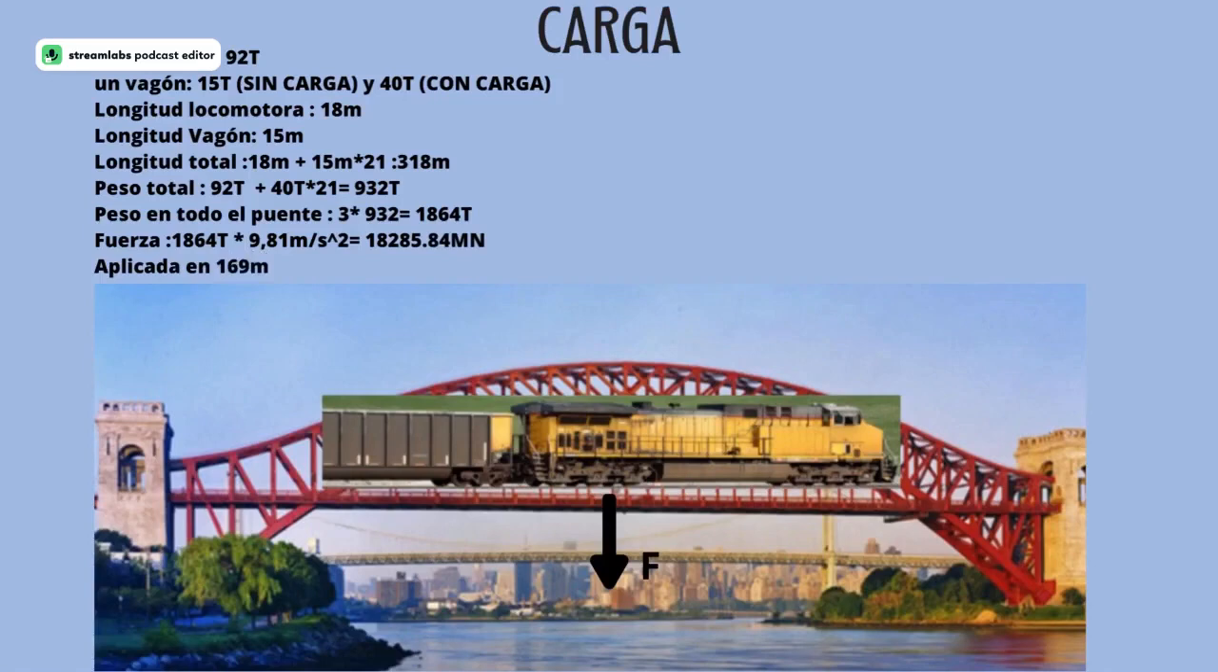Therefore, the total weight would be 932 tons. Since there are 3 railways, 3 trains can pass, so we multiply by 3, which gives us 1,864 tons. The total force would be 18,285 meganewtons, which is applied at the centroid of the train, which is 169 meters.